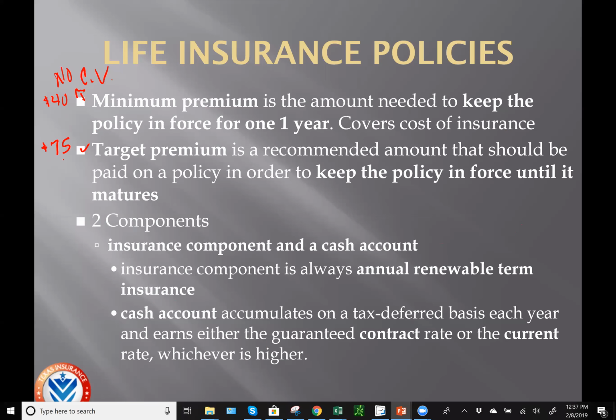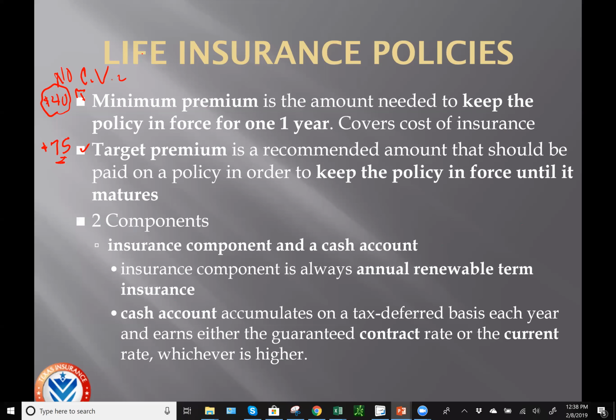Let's say the target premium to help you build cash value and keep it in force till it matures is $75 a month. Well, let's say you can't afford that $75 after a while, you lost your job, finances have changed. Well, since it's a flexible premium policy, you could always just go down to paying the $40 a month. So you don't have to cancel your coverage. Just pay the $40 a month. It's only going to keep the policy in force for a year. After a year, you'd have to put more into it. And also no cash value would get built up during that time.